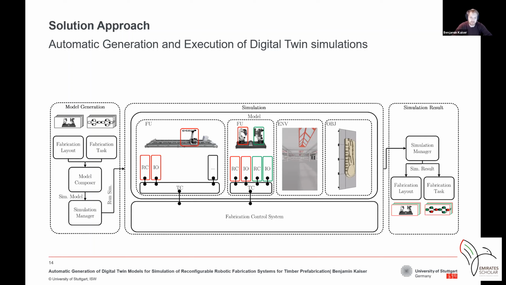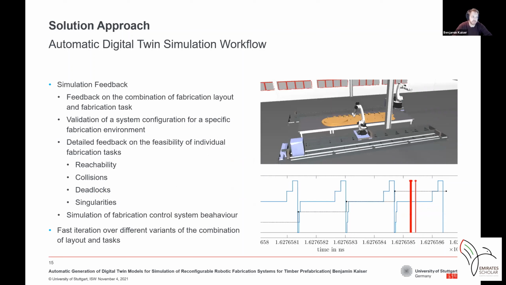And at the end, what we get from the simulation is a result telling us whether the combination of tasks and layout is feasible, and also feedback on the task level stating that there may have been a collision at a certain task where the robot collided with some object at a certain position. So we get really detailed feedback that we can then use to adapt either the fabrication system or the fabrication layout in order to get a feasible combination.